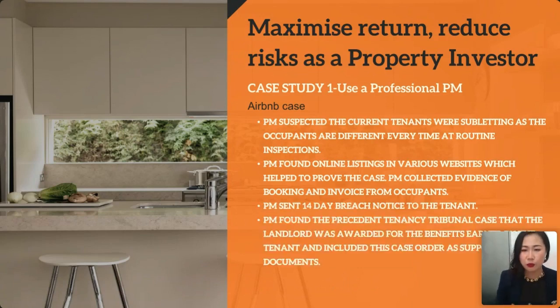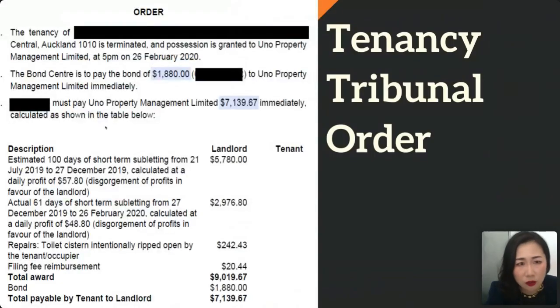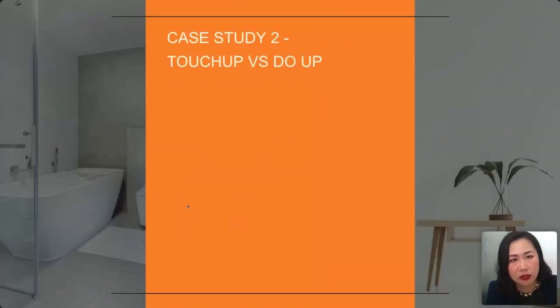On top of it, we found precedent Tenancy Tribunal cases to help us prove the case. The result is the landlord got awarded $9,000 as compensation. Without disclosing the private details, here is a Tenancy Tribunal order that we managed. The landlord was given $5,780 plus $2,976 as their share of the profit from subletting the property. The tenant was really angry, but it was a very good example to show everybody what we can do to help landlords.